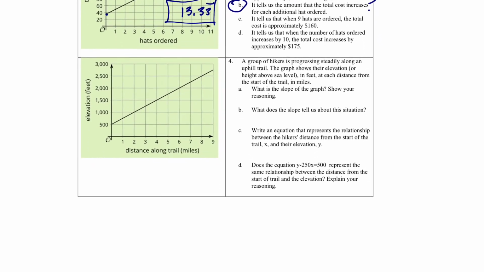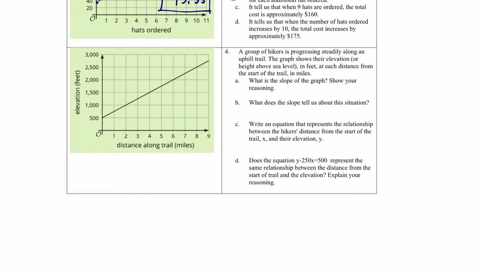All right, let's try number 4. A group of hikers is progressing steadily along an uphill trail. The graph shows their elevation or height above sea level. That's what elevation means, height above sea level, in feet at each distance from the start of the trail, in miles. Oh, okay, so we have feet and miles going on here. All right, so it says, what is the slope of the graph?